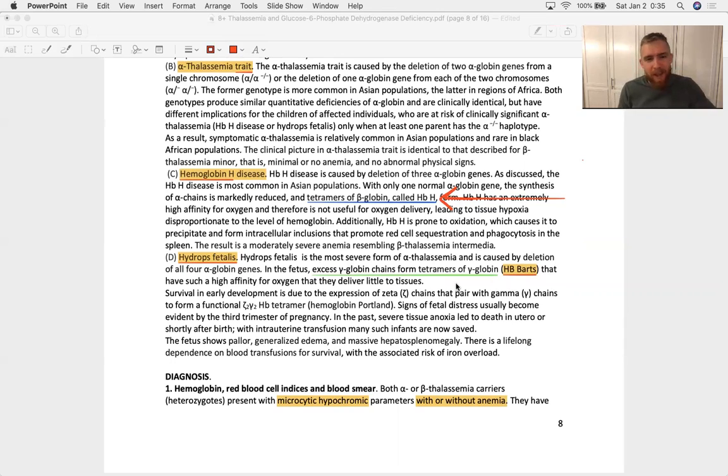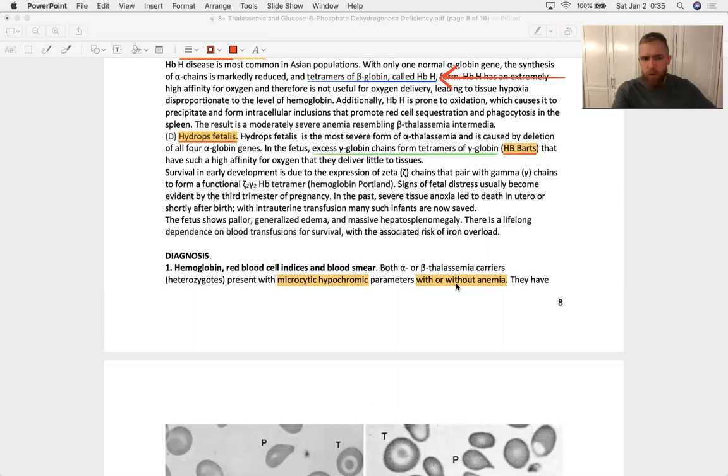Same for that hemoglobin H. And so if you see these hemoglobins in a question stem or an answer choice, you know they're talking about a tetramer of identical globin chains, be it beta or gamma, and these tetramers don't let go of oxygen, so they just complex together and form inclusion bodies. And that's cytotoxic ultimately.